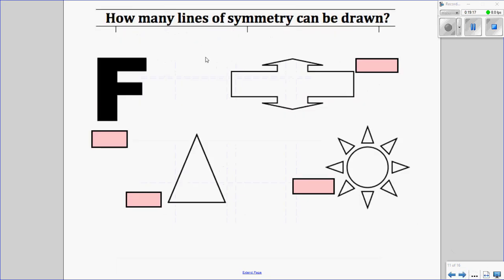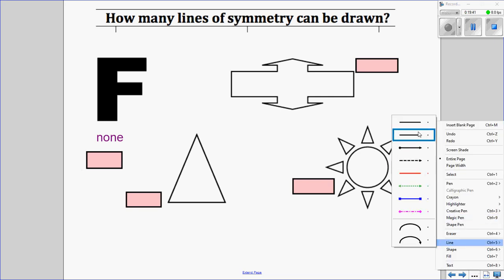So now we have examples of different shapes, different items, and they ask you how many lines of symmetry can be drawn. So if you were to look at F, how many lines? Because we need to have one side be a reflection of the other. Is there a line of symmetry for F? No. So there's none.